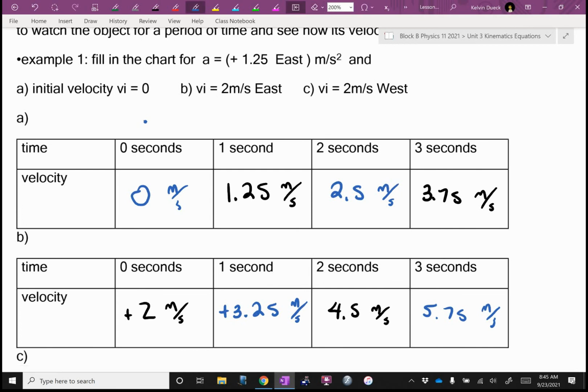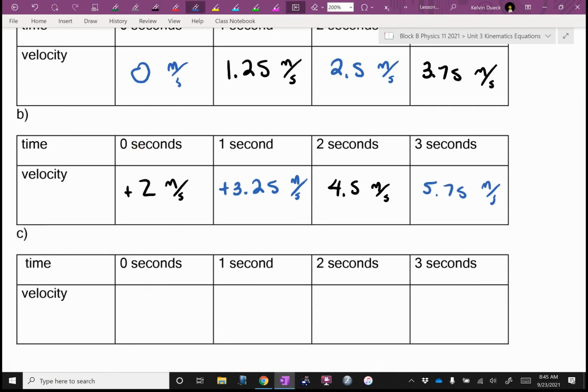I like that. This one's a little trickier. So we're going to start off at -2 meters per second, but we're accelerating in the positive direction, 1.25 meters per second squared. So after 1 second, what will my velocity be? Read.